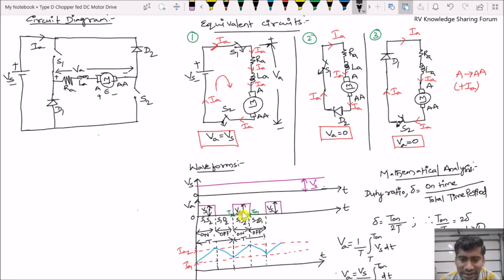From here to here it is time period T. So from 0 to T on, the output voltage is how much? Vs. Therefore, VA is equal to 1 over T, where the lower limit is 0, since it starts at 0, and the upper limit is T on, since it ends at T on. And the output voltage value is Vs, so Vs into dt.